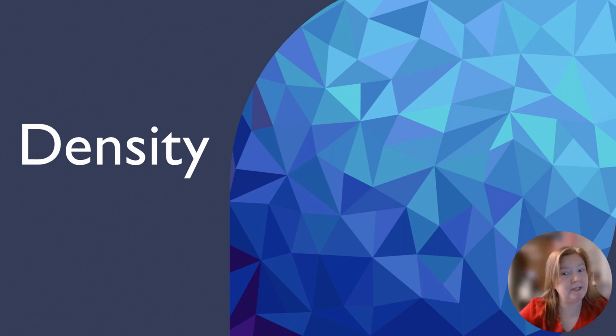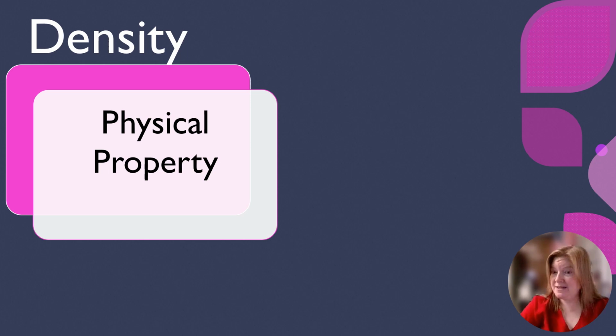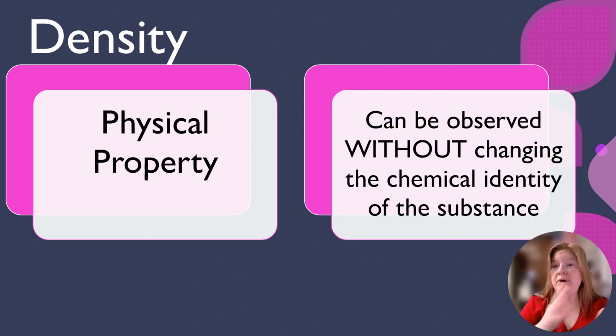All right, it's time to review a little bit of density. Density is a physical property. What does that mean? Well, that means we can observe it without changing the chemical identity of the substance. So I can find the density of water without trying to turn it into something else. I can find the density of gold without trying to change it into something else.